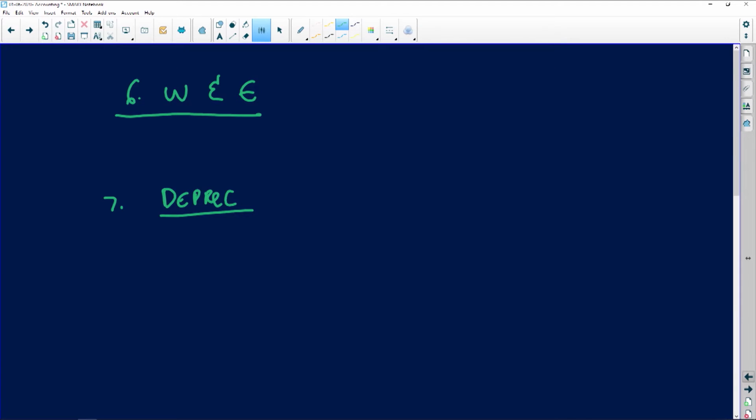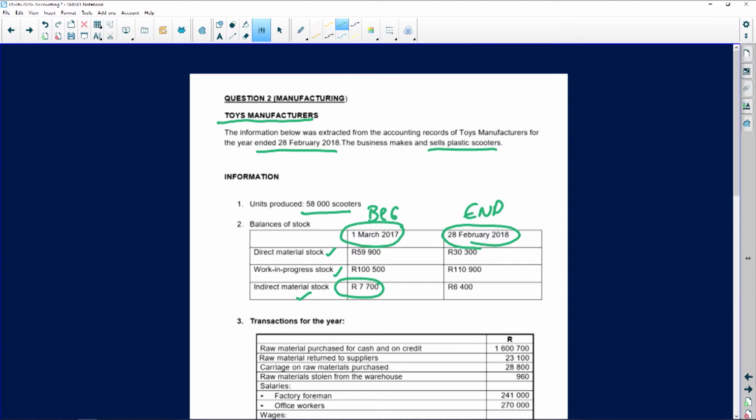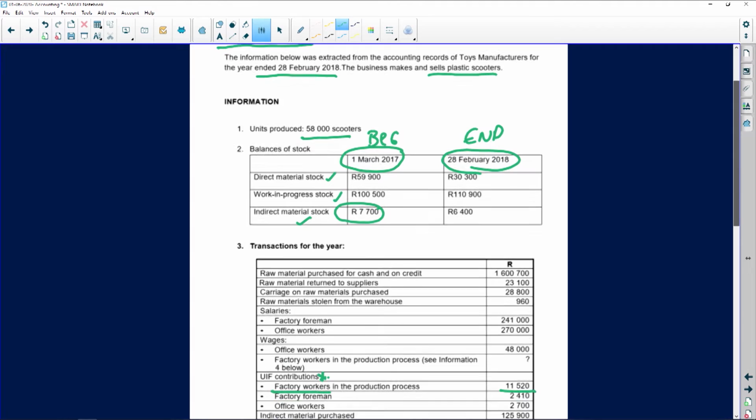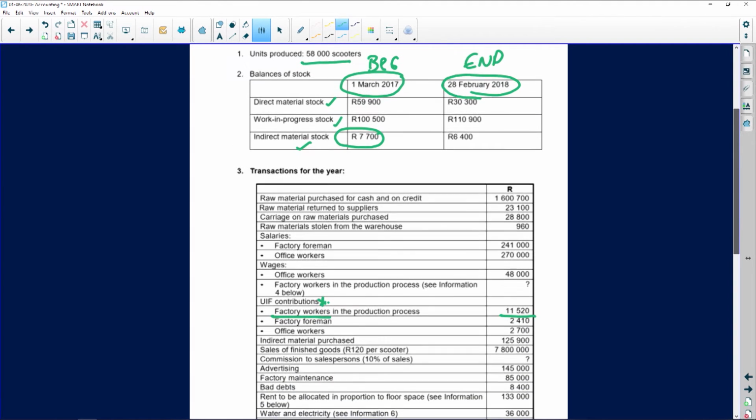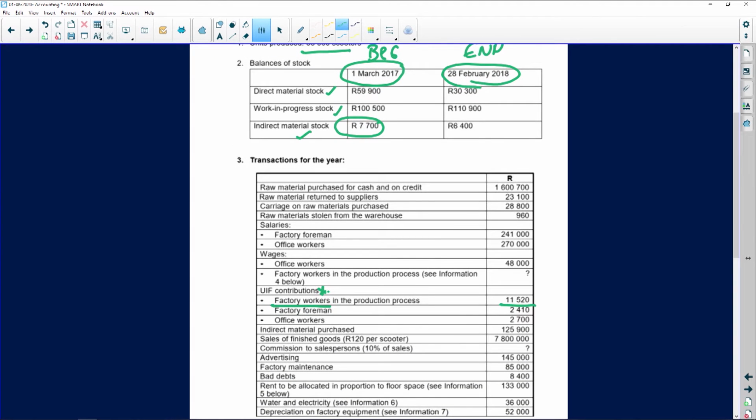So let's go back to our information. And remember, we are focusing now on indirect materials that were bought during the year. So as I scan through my information, remember, I'm looking for indirect material, and there we go. So indirect materials purchased, an amount of 125,900.